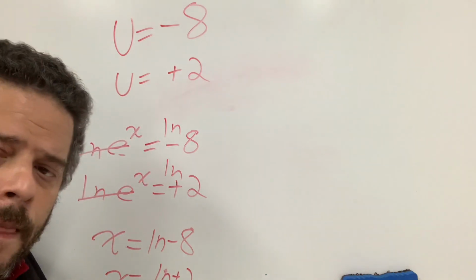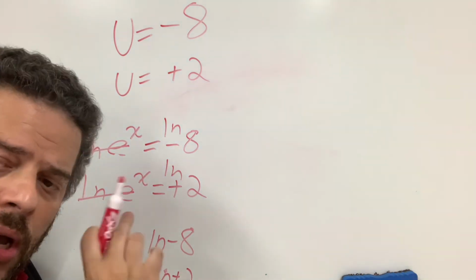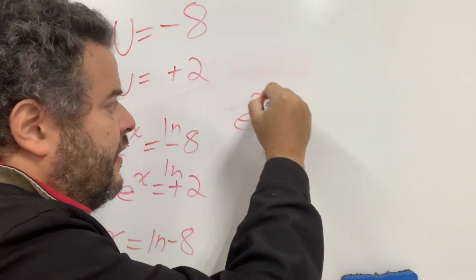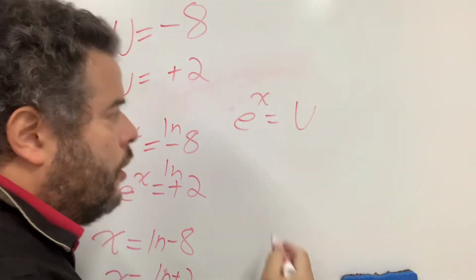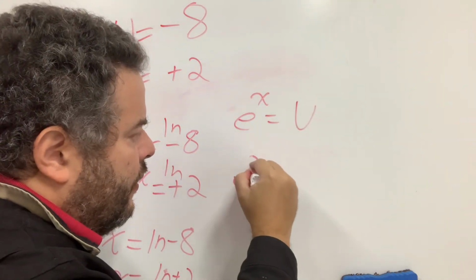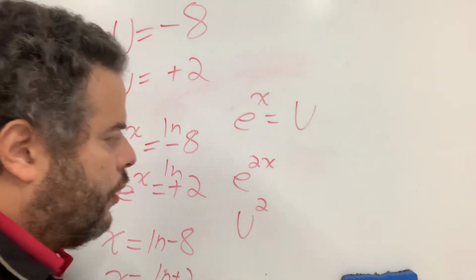So again, let's go over the steps one at a time. For example 6, you copied the equation, you substituted e to the x for u. So in the first one, since I had e to the 2x, I believe it was, you substituted u squared.